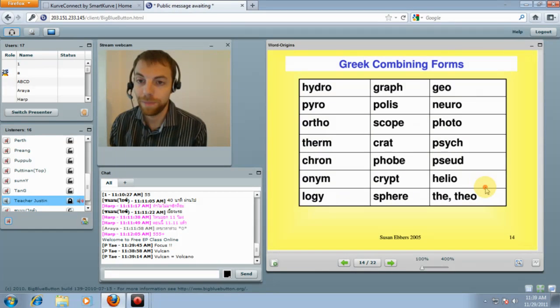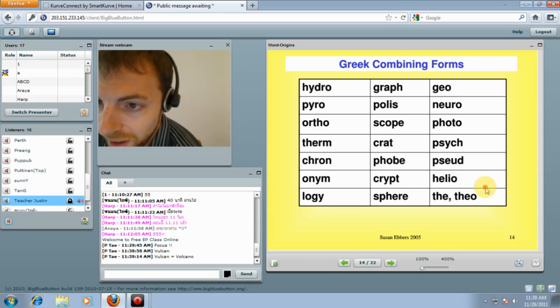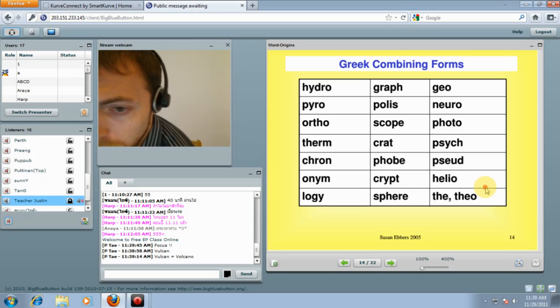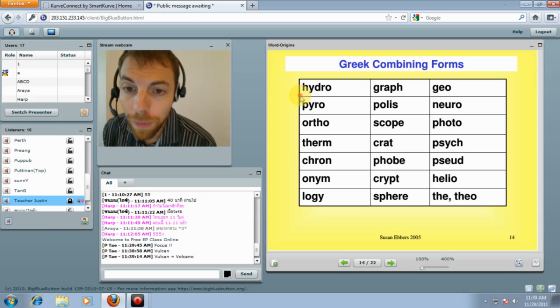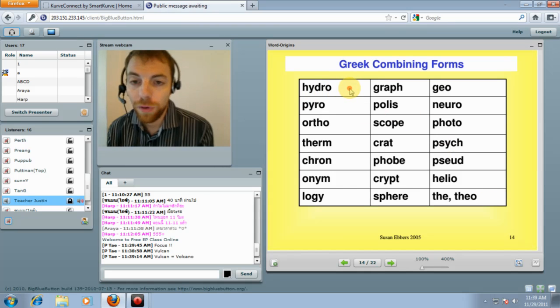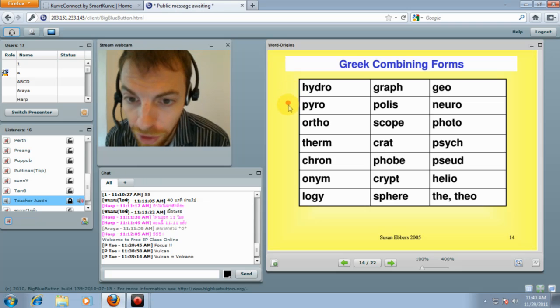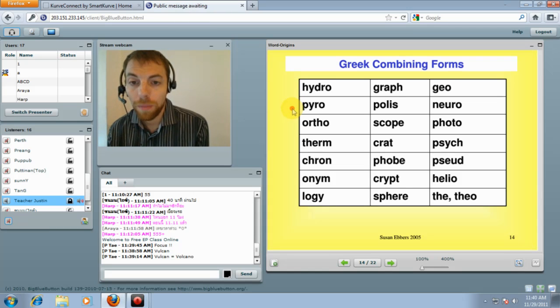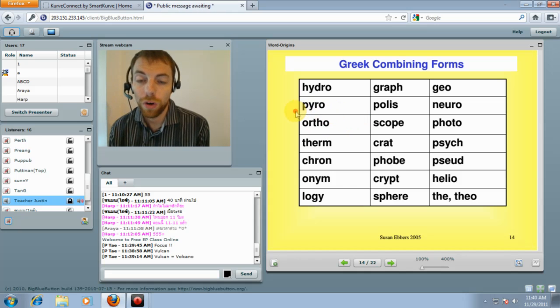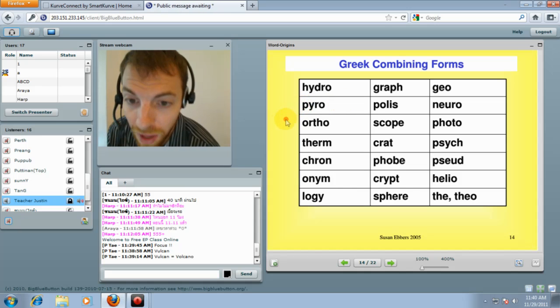Let's go to the next one. All right. Here we have some Greek combining forms. So here is hydro. If you see any word like hydroponic or hydroelectric, hydro means water. Then you have pyro. Pyro means fire. Pyrotechnics or a pyrophile. Pyro means fire. So anything you see like that is fire.